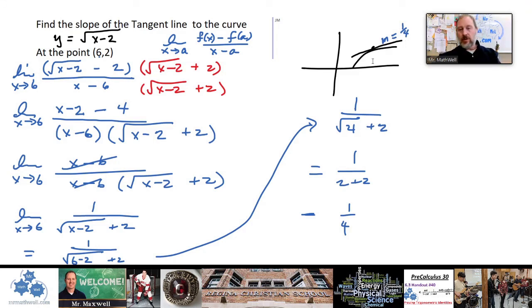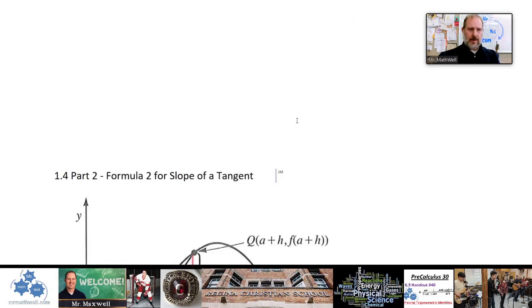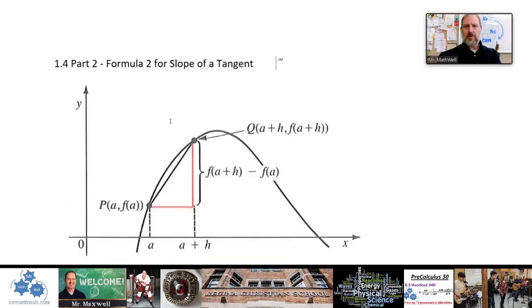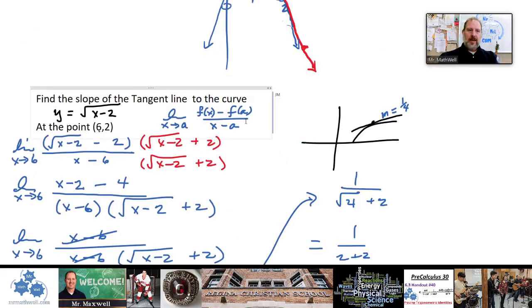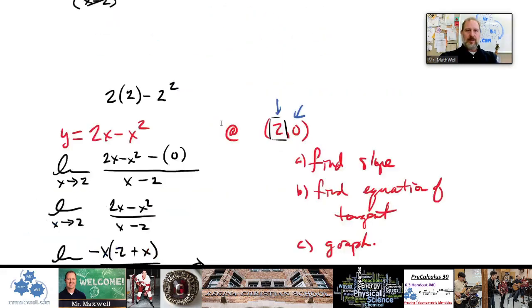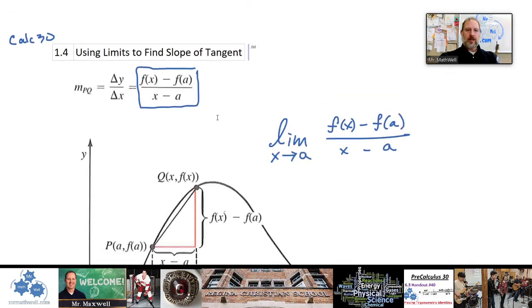So there's another skill, another tool in your tool belt that you can use. Rationalizing will help us with some radical functions. We are going to be prepared for part 2 shortly, but that's the instructional video today for part 1. Again, this is our formula. Go back to the very beginning: this is the formula we've studied today, formula 1, finding the slope of a tangent line using limits.